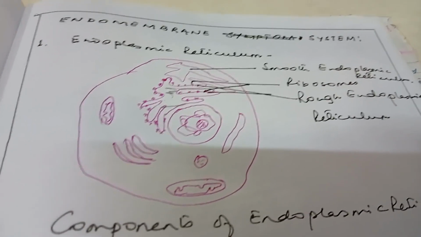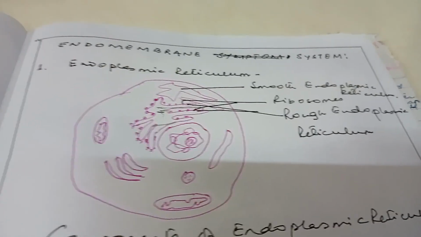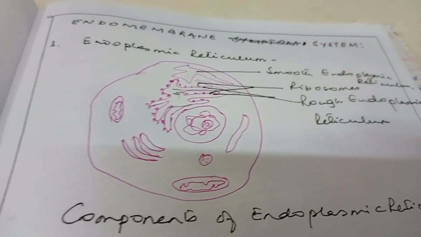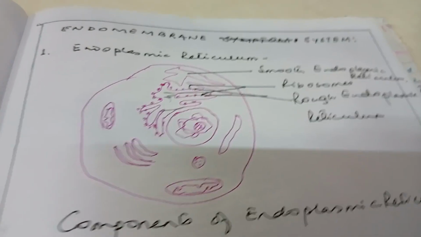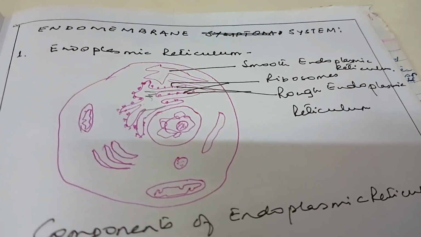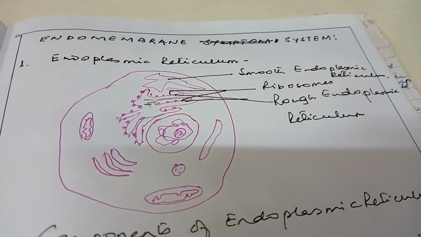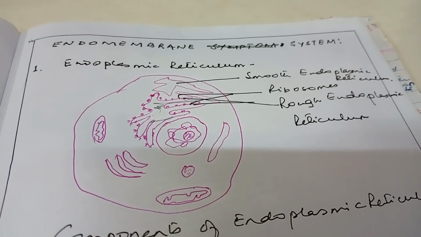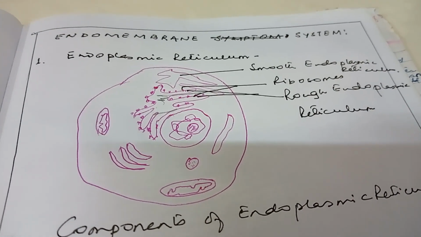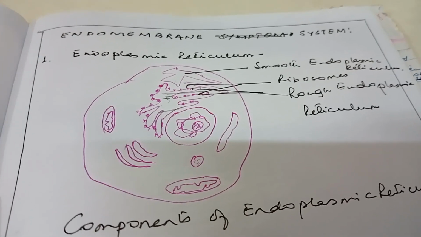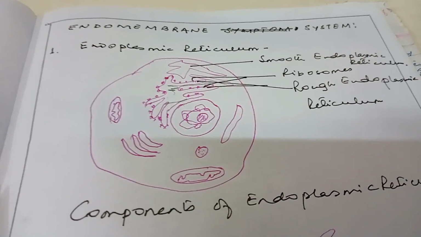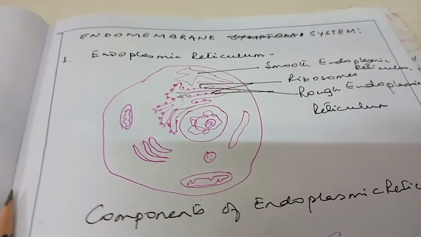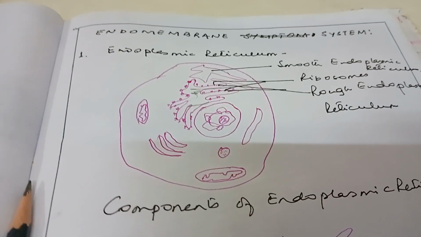Number 7, the smooth endoplasmic reticulum helps in detoxification. You have to remember this, it is very important. Number 8, the formation of other cytomembranes. The membranes present in the cytoplasm are known as cytomembranes. The endoplasmic reticulum helps in the formation of other cytomembranes.